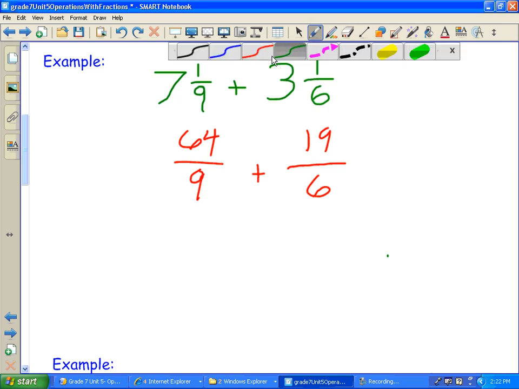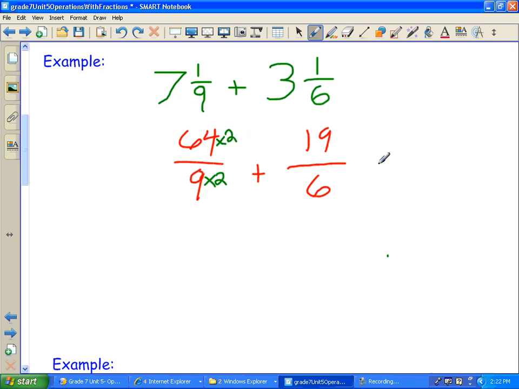So what do I have to multiply this by to make it 18 on the bottom? By 2. And I'd better do the same on the top to keep my fraction equivalent. What do I multiply this bottom to make it 18? 3. So I'd better do the same on the top of that one. Of course, now both of our denominators will be 18. 2 64s is 128.